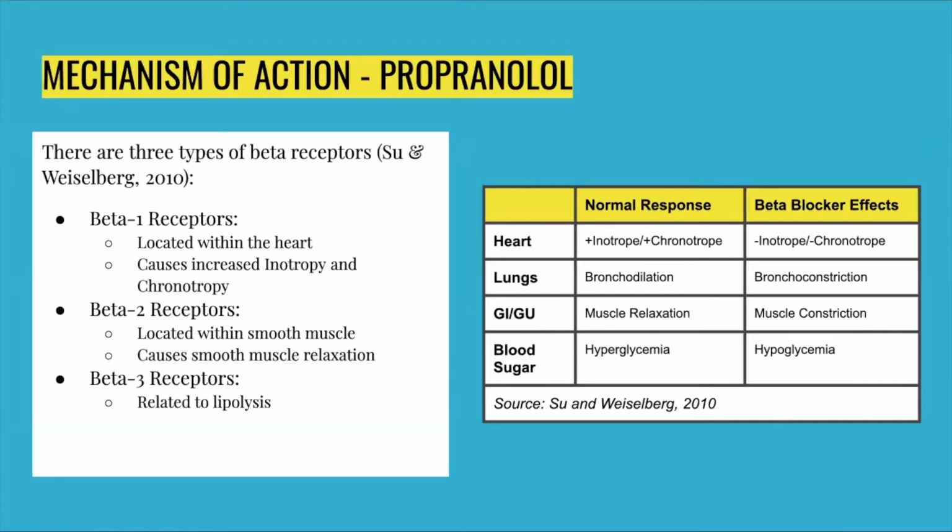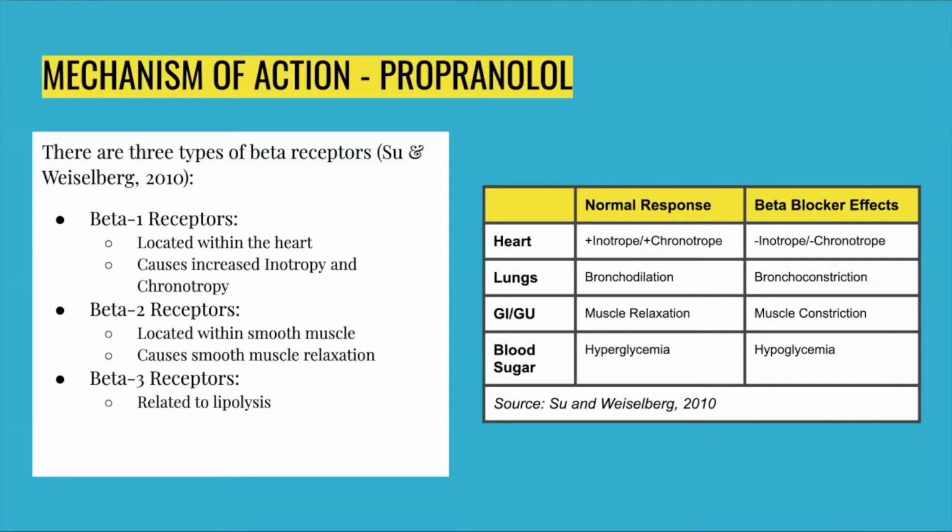In order to cover the mechanism of action for beta blockers, let's review beta receptors. Beta receptors are a type of adrenergic receptor, and they are used to carry out the functions of the adrenergic nervous system. There are three different types of beta receptors: beta 1, beta 2, and beta 3.